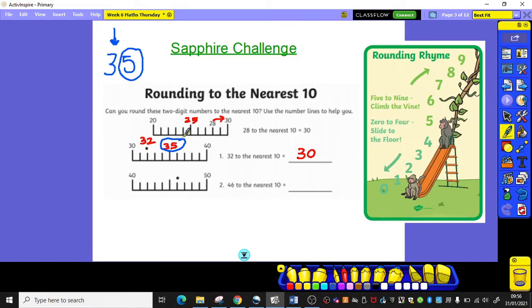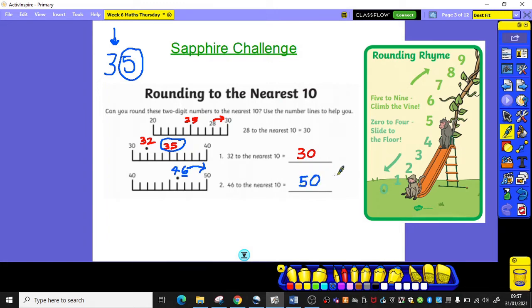So 35 would round up to 40. So I've got 40 as my multiple of 10, 50 as my multiple of 10. I know in the middle is 45, that would round up, and this is the number 46. So I can see that 6 is the number coming before my number in the tens column. So 5 to 9 round up. This is a 6, so it must therefore round up.